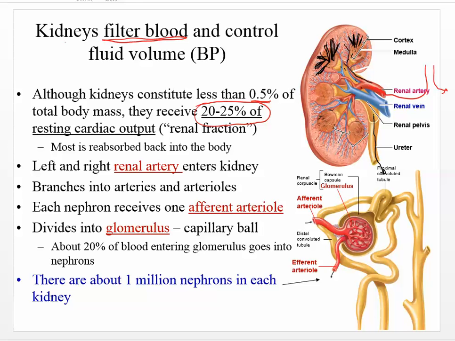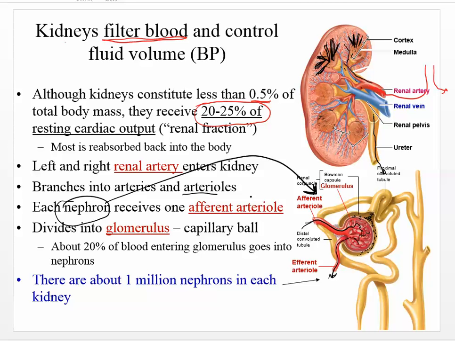Okay, so the left and right renal artery enters the kidney, branches into arteries and arterioles, and each nephron, this is a nephron here, receives one afferent arteriole, and it's really the nephron that's doing all the work. As blood moves in through this afferent arteriole, it's filtered by the glomerulus, and then that filtrate, which is missing large proteins like albumin, shouldn't have very much of that in it. It'll have some, but not very much. It's mostly just water, ions, and other small molecules that make it through. Blood cells stay in, large proteins stay in, and those just move out through the other side.